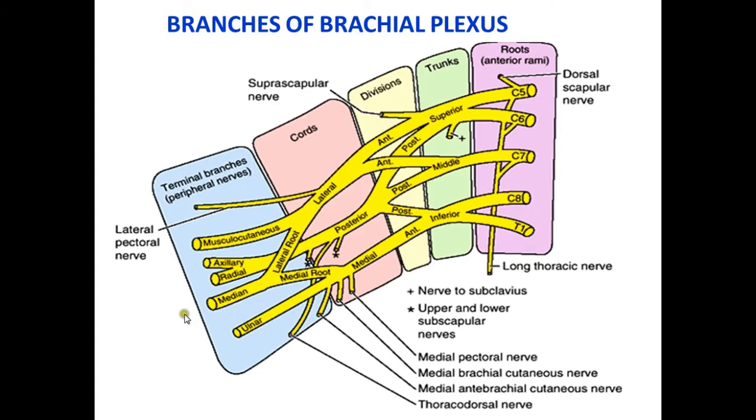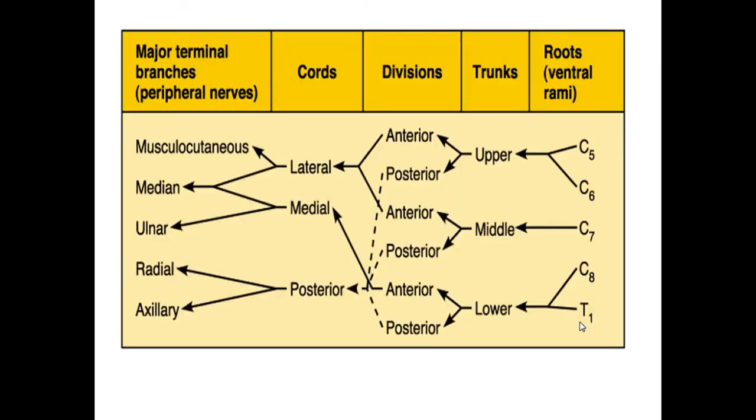In such a way, the ulnar nerve's root value involves C8 and T1. You can remember the root values in this way, and remembering the root values is very important. This is another view showing the different branches, the major terminal branches from the cords: the musculocutaneous, median and ulnar, radial and axillary nerves.